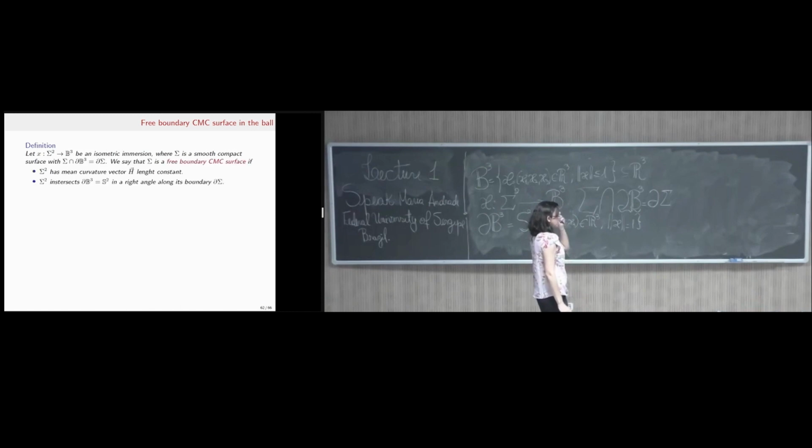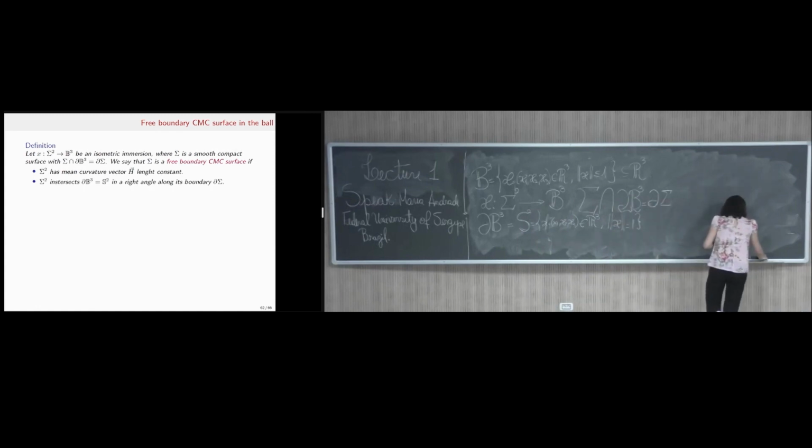Now we can define: sigma is a free boundary CMC surface if sigma has constant mean curvature, which is the same as saying sigma has constant mean curvature vector length, as I told you, and sigma intersects the sphere orthogonally.